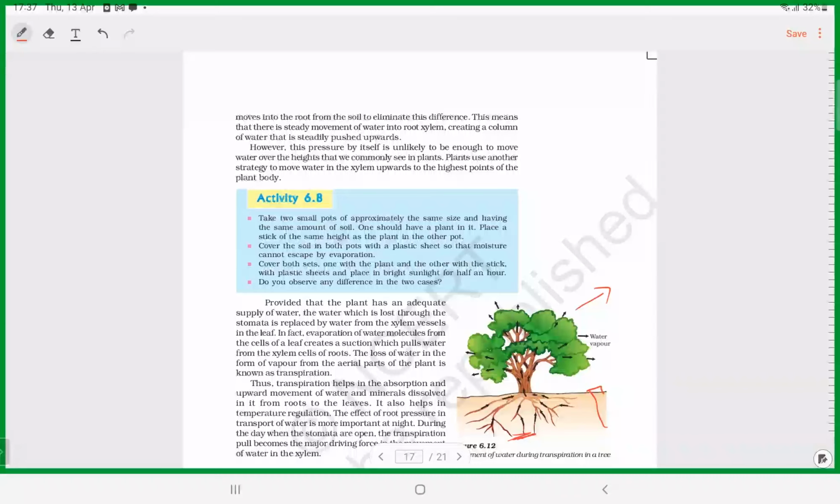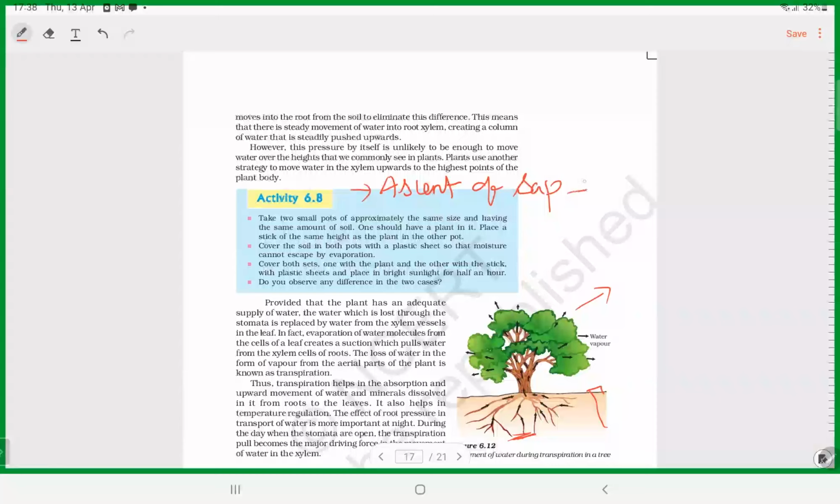What is it called? Ascent of sap. Ascending order. From the bottom to the top, the water is transported. Along with water, the nutrients are transported. That's one mode of transport in plants.